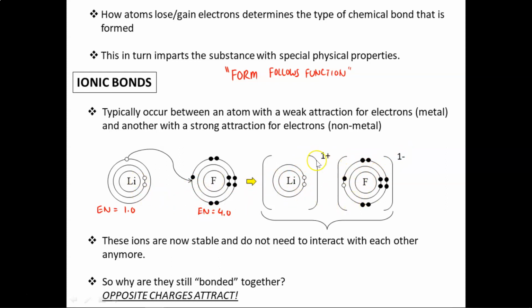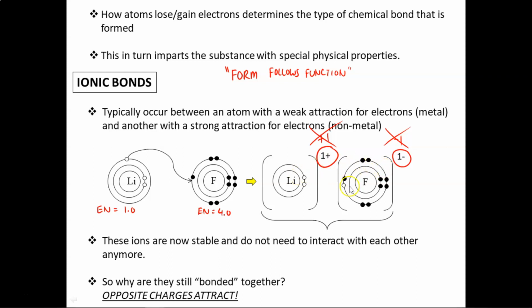Please also note that I've written the ionic charges as 1+ and 1-, not +1 or -1. Putting the sign at the front refers to the oxidation number, which is something totally different than the ionic charge. We'll talk more about oxidation numbers when we get to the electrochemistry unit.